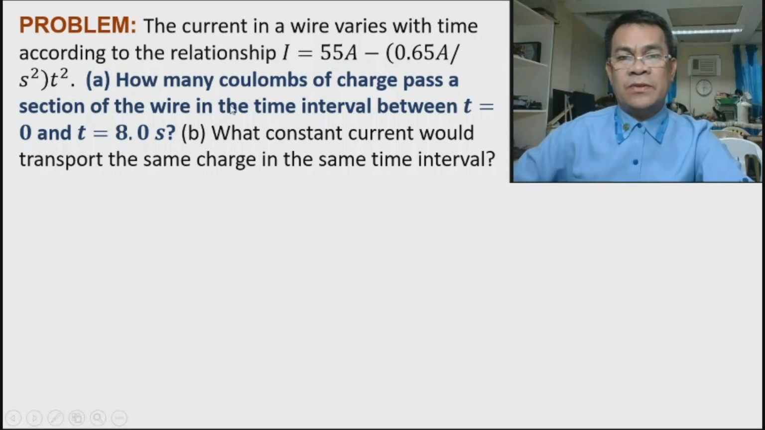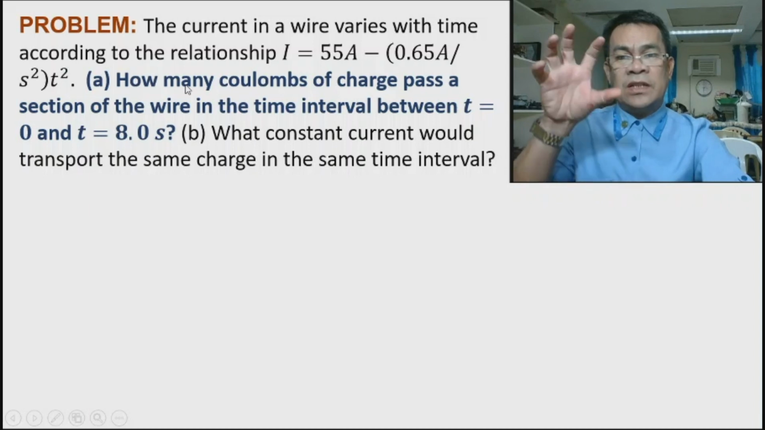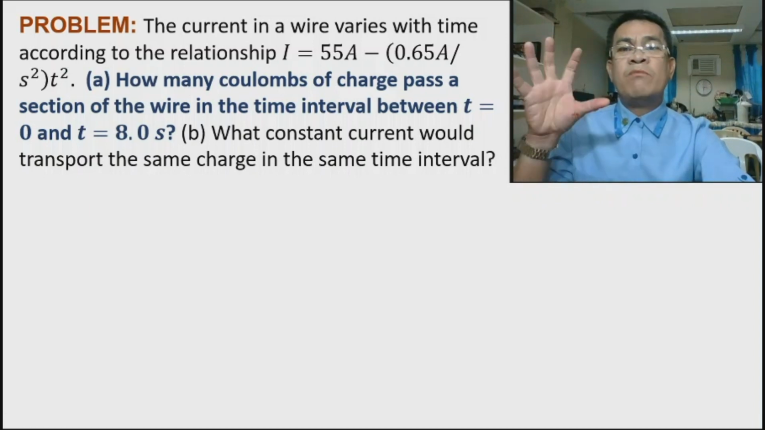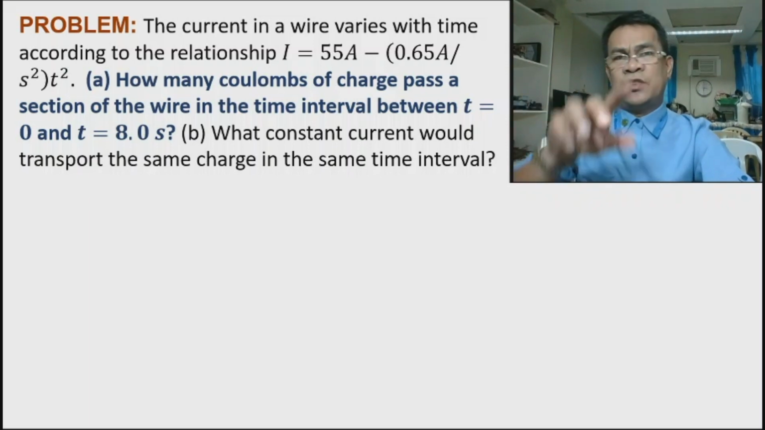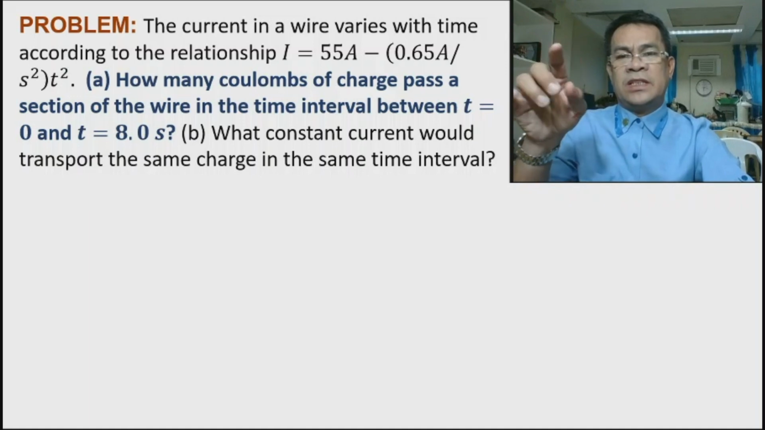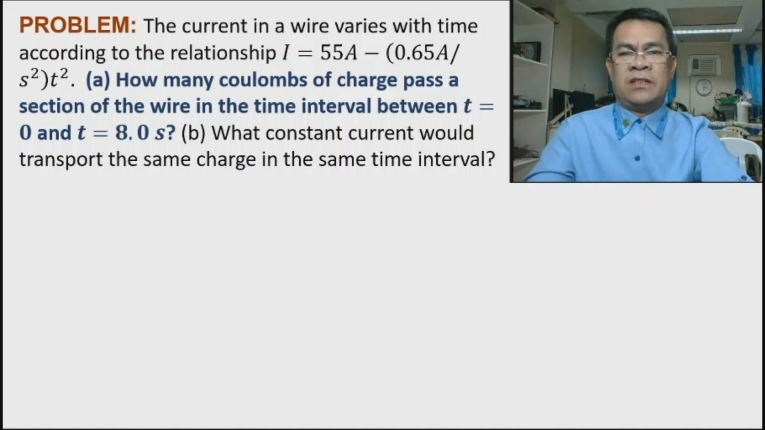That passes through a segment. It is not a single q. It is the big letter Q. How many coulombs? Because the question is how many coulombs, it should be the big letter Q. It is not a single charge, because if it were the charge of a single charge, then that's it. But this one, how many coulombs of charge pass through the section of wire?